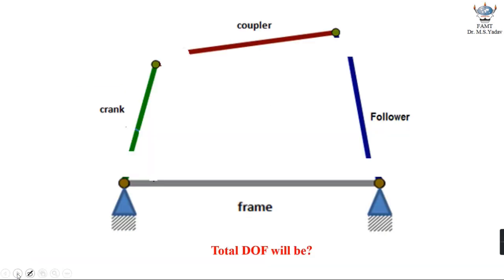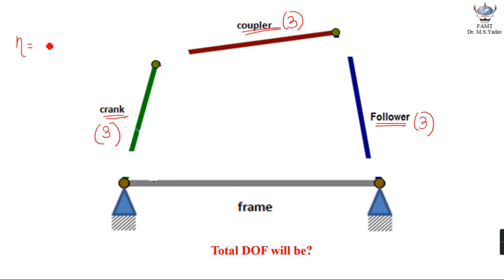So let us try to calculate the total degrees of freedom with this example. Once again the same 4 bar mechanism is considered. Frame is basically the fixed link, and apart from frame there are 3 more links. There is crank, there is coupler, and there is follower. Now each of them will have 3 degrees of freedom. So crank will be having 3 degrees of freedom, this coupler will be having 3 degrees of freedom, and this follower will be having 3 degrees of freedom.